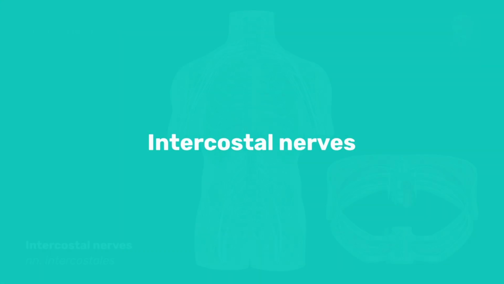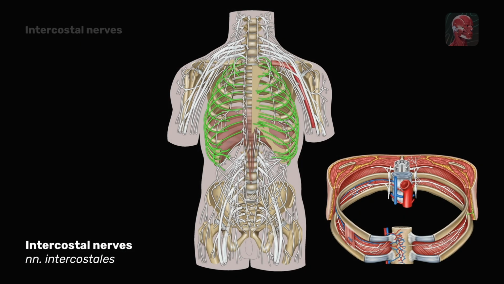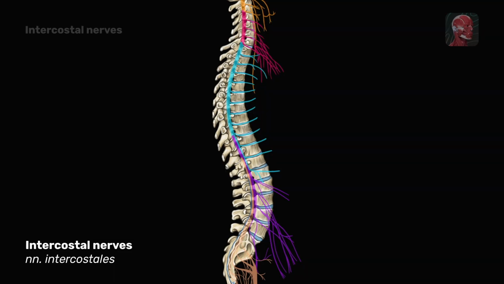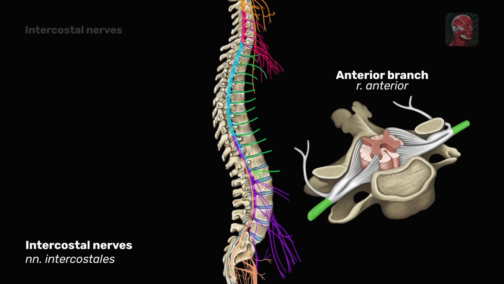In this video, we're going to discuss the anatomy of the intercostal nerves. They are formed by the anterior branches of the thoracic spinal nerves 1 to 11, which, unlike other spinal nerves, retain a segmental arrangement.